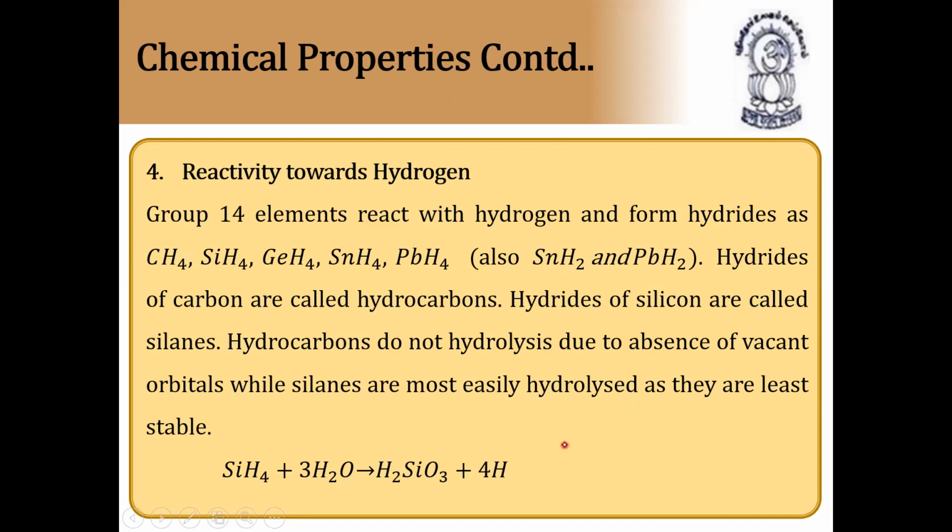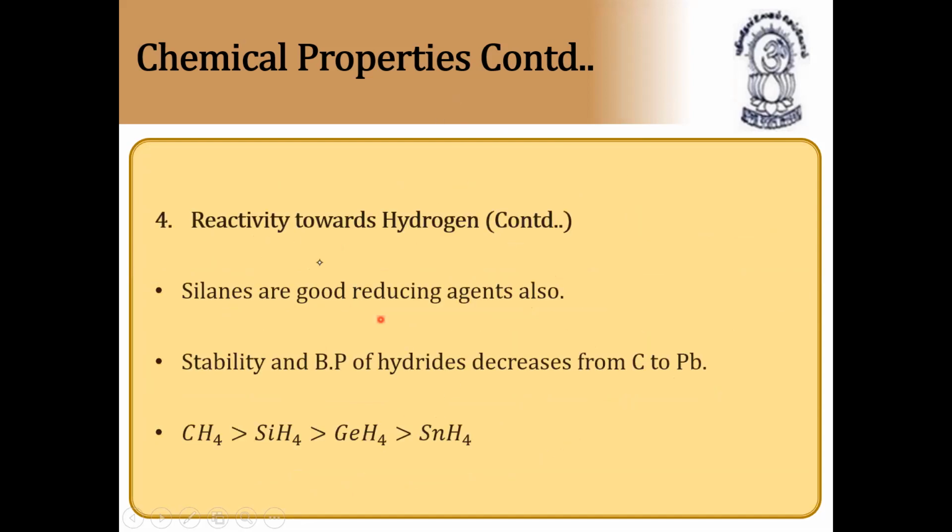Next, continuation. So silanes are good reducing agents also. They are good reducing agents. Stability and boiling point of hydrides decreases from carbon to lead: CH4, SiH4, GeH4, SnH4, greater than PbH4.